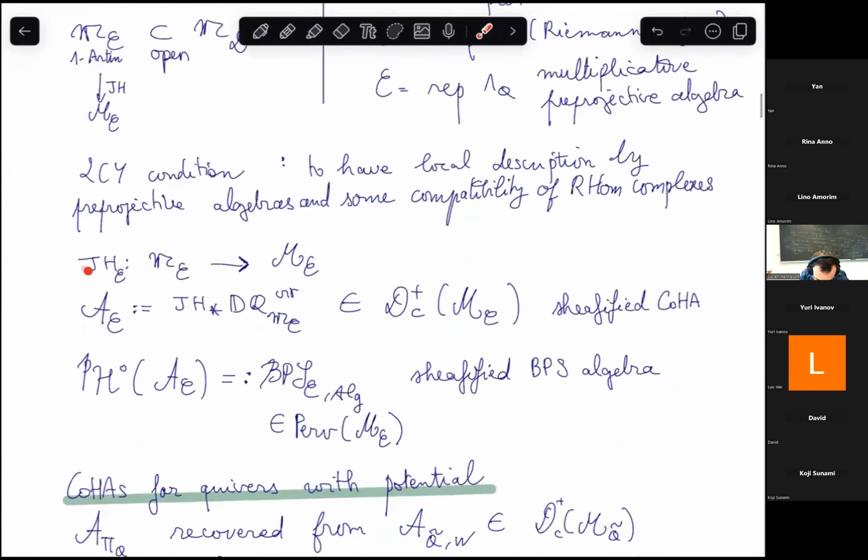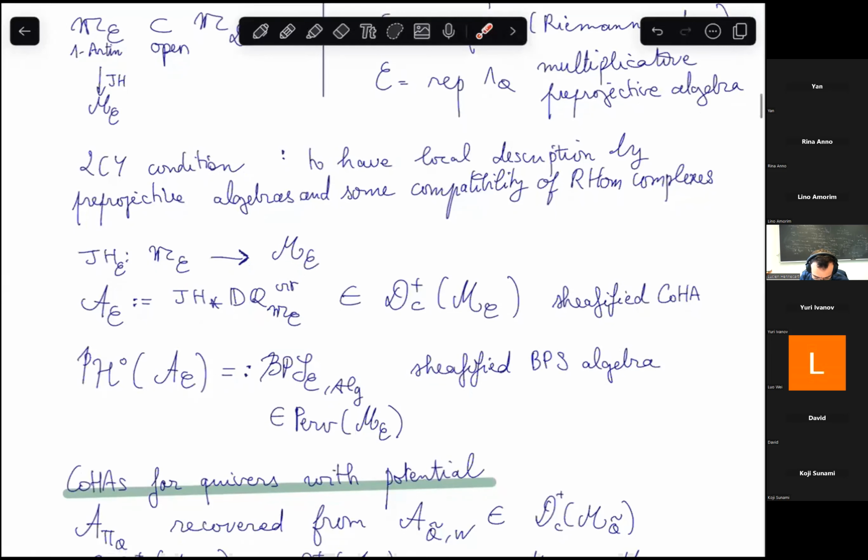So we have this good moduli space map, which is a map to an algebraic space, which we assume to be a scheme with finite type connected components. And by pushing forward the dualizing sheaf of the stack by this map JH, the Jordan-Hölder map, we obtain some object in the constructible derived category of the good moduli space, which we call the sheafified two-dimensional cohomological Hall algebra.